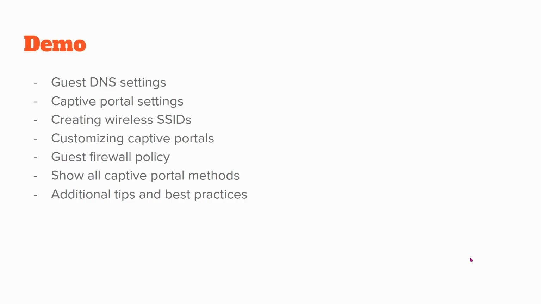So just kind of setting the stage here for what we're going to do in this video and what the demo is going to show. So we'll show some caveats you have to keep in mind for guest DNS settings, as DNS resolution is required for the users to actually complete the captive portal process. We'll review the captive portal settings. We'll review creating wireless SSIDs. We'll customize some of the captive portals and show you how you can do that with custom HTML and image uploading. We'll create a guest firewall policy just so we can test the network access once we connect and make sure everything's working. We'll show all the different captive portal methods, and as we do that, obviously we'll just talk about some general tips and best practices along the way.